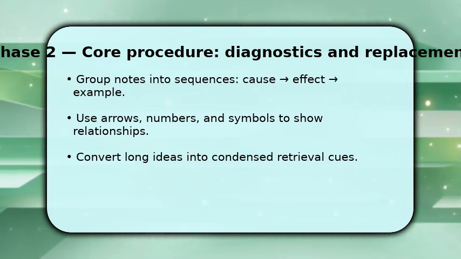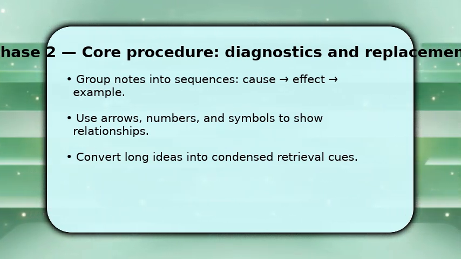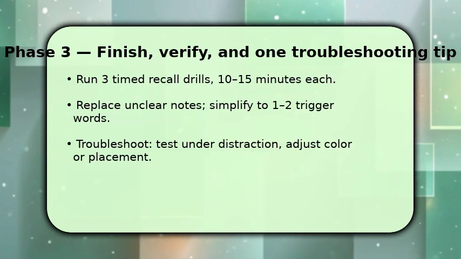As you practice, re-stick notes where recall is weakest. Repetition plus repositioning strengthens memory contextually and reduces forgetting. Finish with active recall and rapid adjustments.